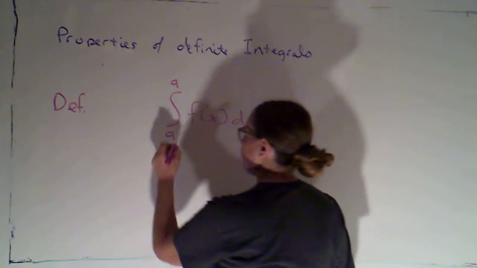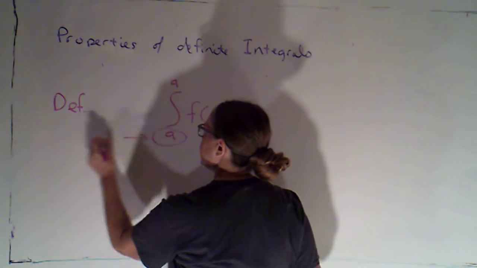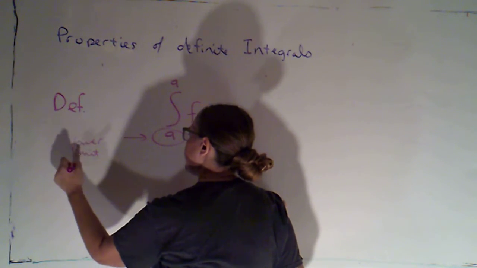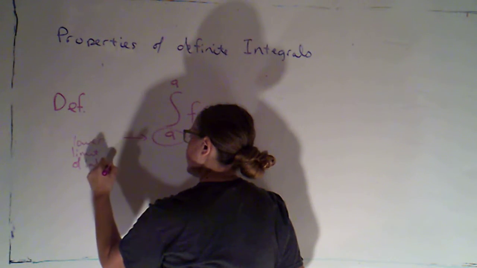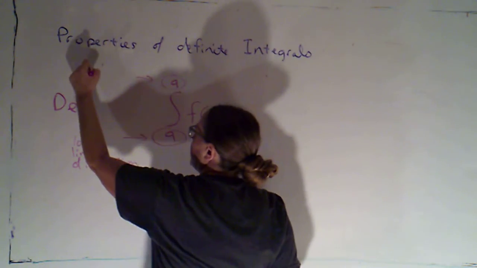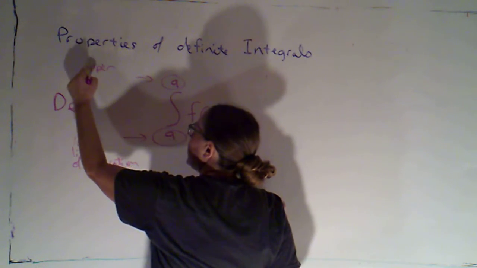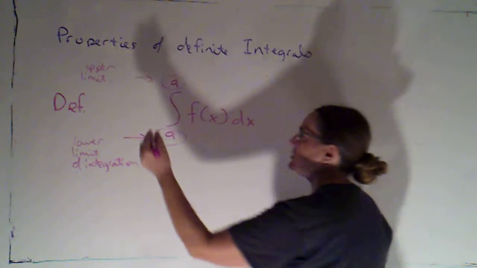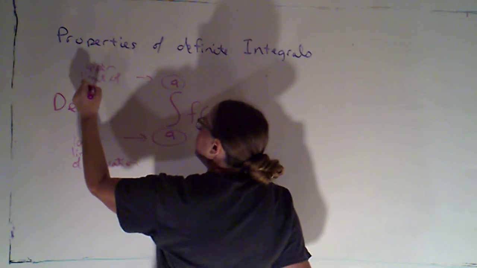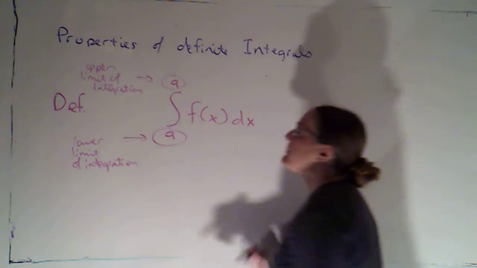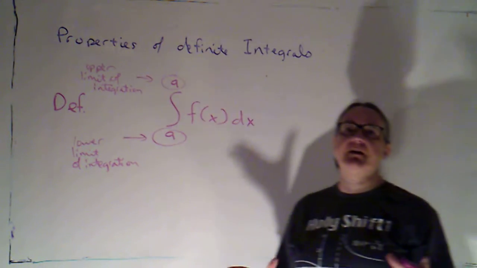A little bit of vocabulary here, might as well throw this in. This is called the lower limit of integration. And this is called the upper limit of integration. So they're the endpoints of the interval over which I'm integrating. Okay, and we call those things the limits of integration.